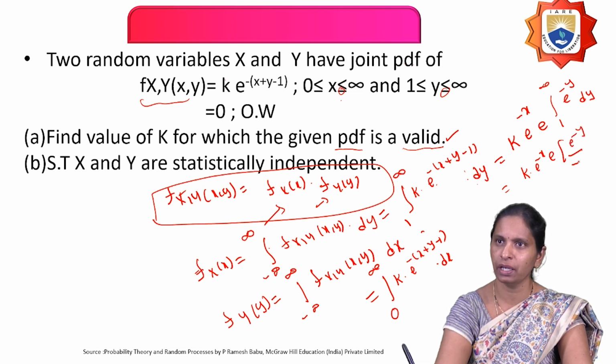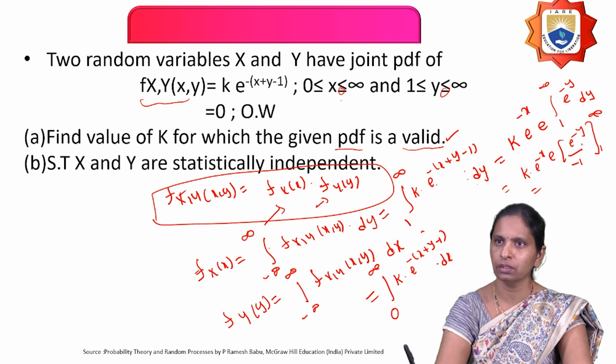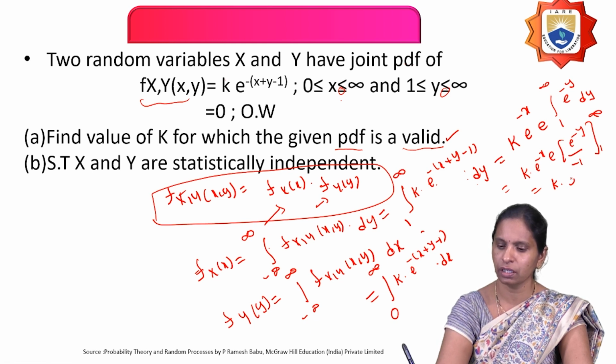e power minus y by minus 1, and the limits are 1 to infinity. If you substitute the upper limit and lower limit, then the density function of the random variable x is equal to k into e power minus x into e into, what is the upper limit here? e power minus infinity. What is e power minus infinity value? 0. So minus of minus will give plus, so e power minus 1. So e power 1 and e power minus 1 will get cancelled. Then what will we get here? k into e power minus x.